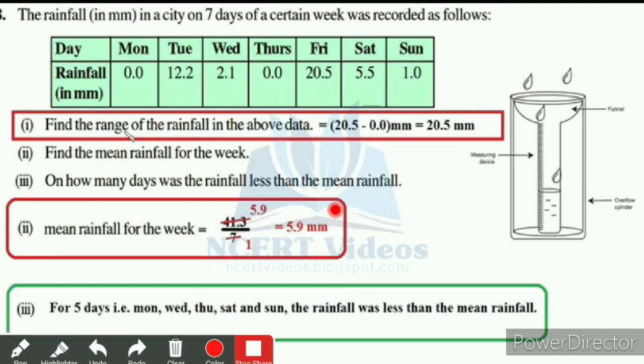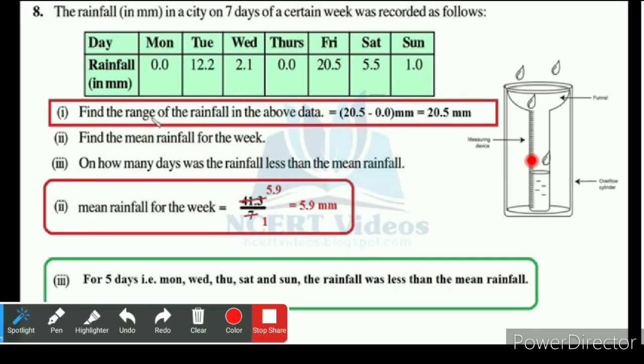First, find the range of rainfall in the above data. The highest is 20.5, the lowest is 0.0. If you subtract these two, you will get the same, because we are subtracting 0 from 20.5. 20.5 millimeter is the range of rainfall. Second question, find the mean rainfall for the week. We should add all these numbers. You will get 41.3, divided by 7. It will give 5.9 millimeter.